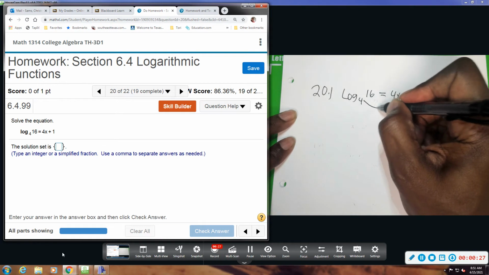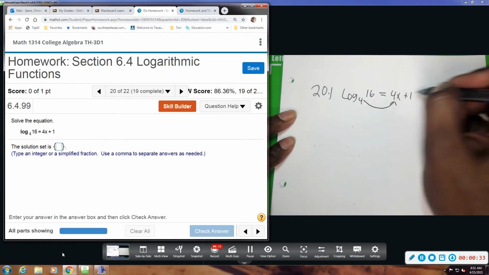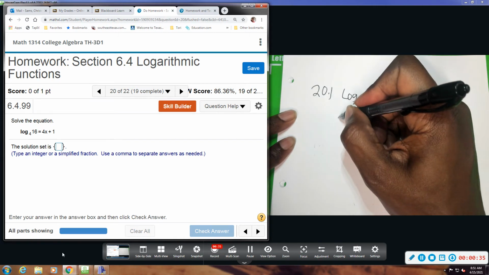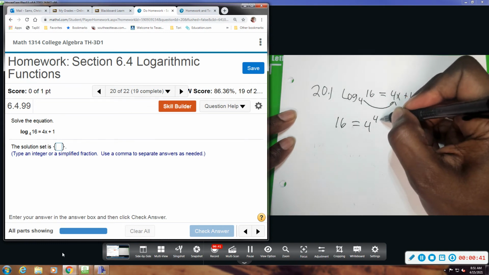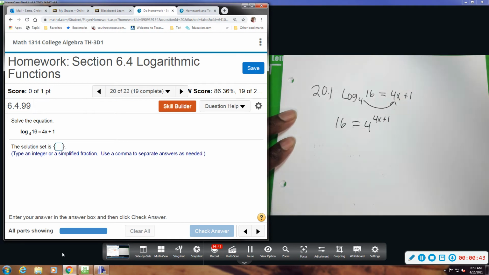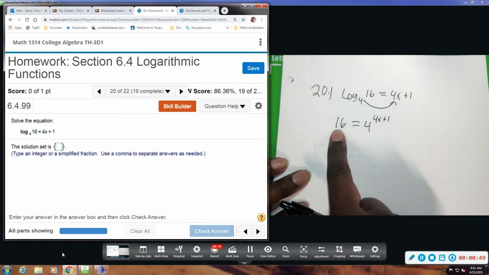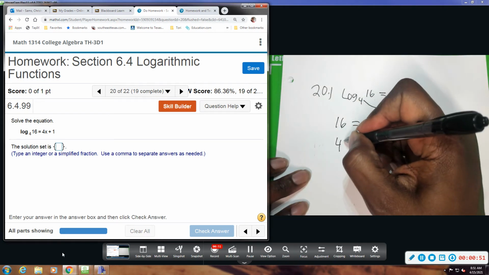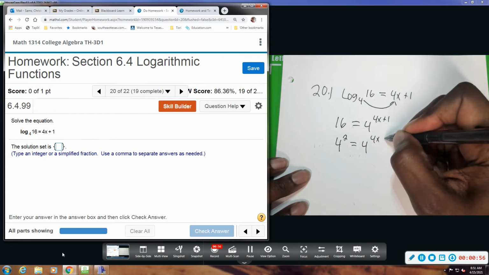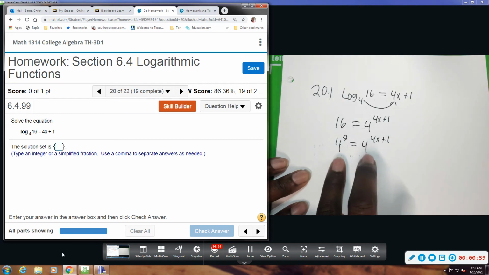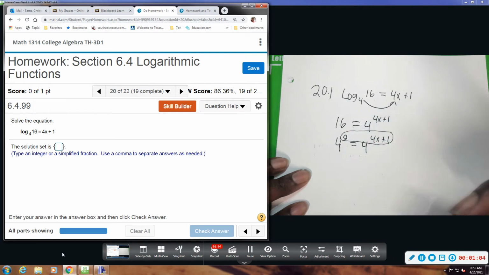We're going to take this 4 and raise it to the power of 4x plus 1, and then we'll have this equation: 16, you drop the log, equals 4 to the 4x plus 1 power. Now if we want to get the same base, we can rewrite 16 as a base of 4. We can rewrite that as 4 squared, and then we get 4 to the 4x plus 1. And once the bases are the same, then we can just solve this equation.